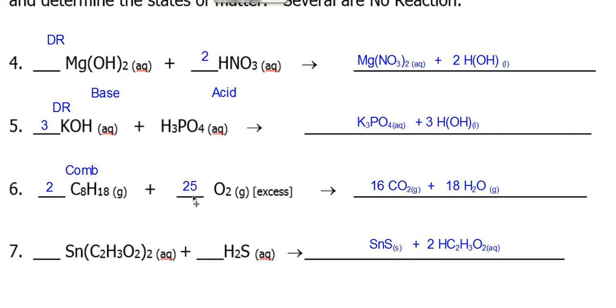I had 12 and a half for my coefficient right here, and then I had to double everything back up afterwards. So the number 7, note of the double replacement, I'm making a solid that is tin sulfide and acetic acid.